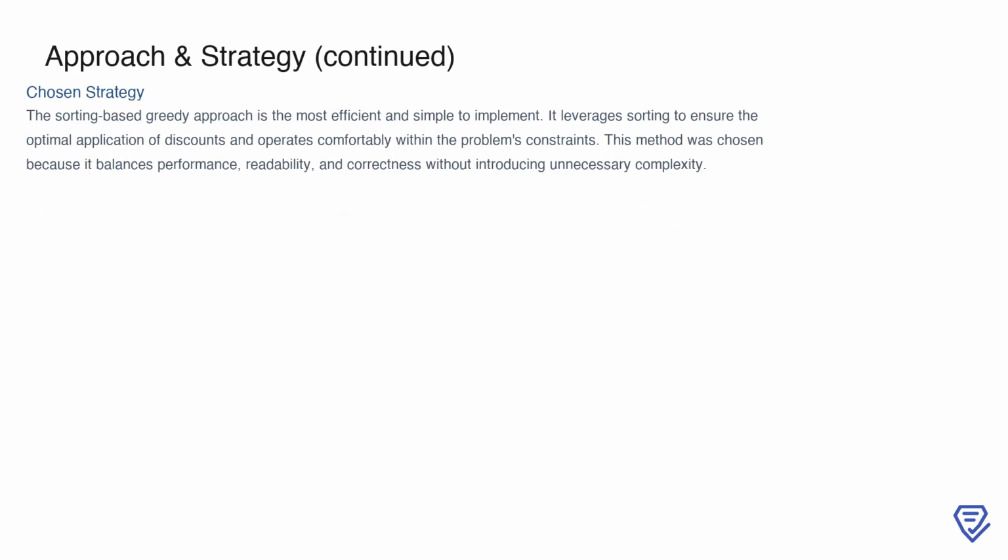The chosen strategy, the sorting-based greedy approach, is both efficient and simple to implement. By leveraging sorting, we ensure that the discounts are applied optimally to the cheapest candies in each group of three. This method avoids the pitfalls of more computationally expensive or overly complex alternatives. It operates comfortably within the problem's constraints, making it suitable for competitive programming scenarios. Importantly, it provides a clear and readable solution without introducing unnecessary complexity. These factors, efficiency, readability, and correctness, make this approach the best option for solving the problem effectively.